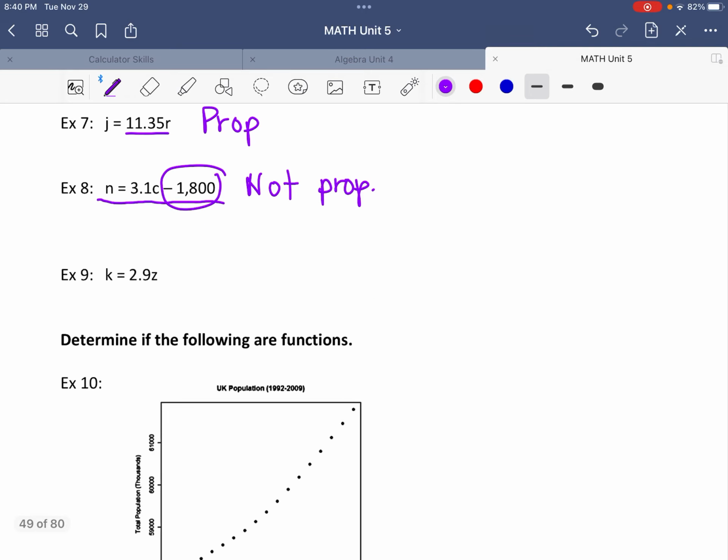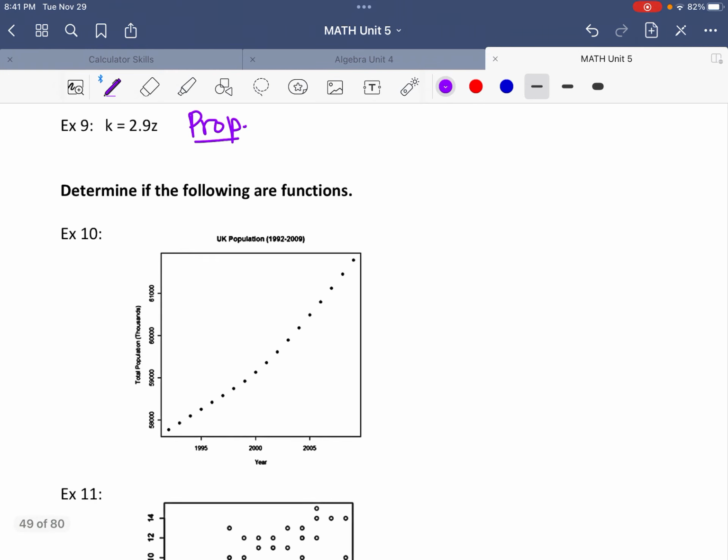All right, look at example 9. K equals 2.9Z. Is there a y-intercept? Or is the y-intercept 0? Yes, the y-intercept is 0, or you could say that there's not an extra y-intercept. So this one would be proportional. All right. Let's talk about functions now, because I know it's been a whole day since we talked about them. Remember, something is a function if it doesn't repeat any of the x values.